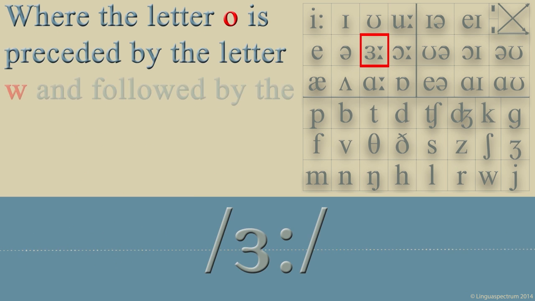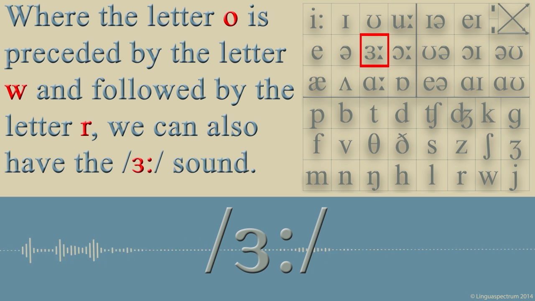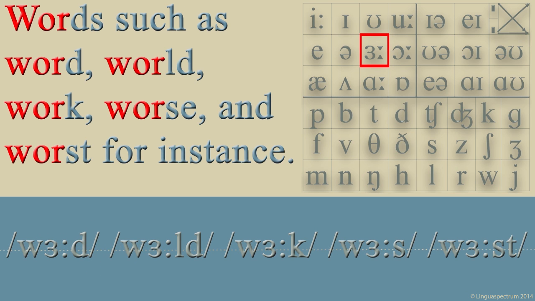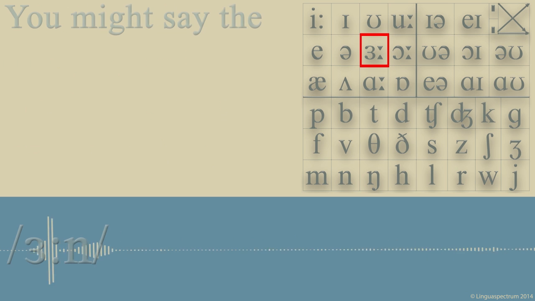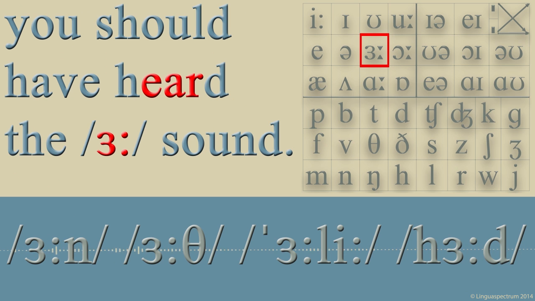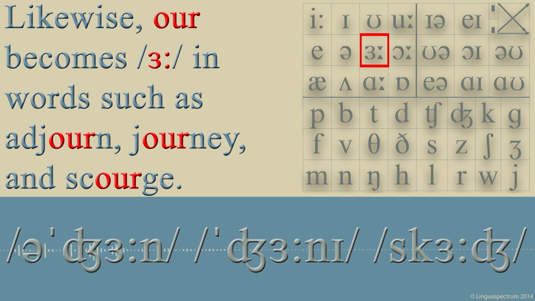Where the letter O is preceded by the letter W and followed by the letter R, we can also have the sound. Words such as word, world, work, worse, and worst, for instance. You might say the word ear as ear, but in words like earn, earth, early, and heard, you should have heard the sound. Likewise, hour becomes in words such as adjourn, journey, and scourge.